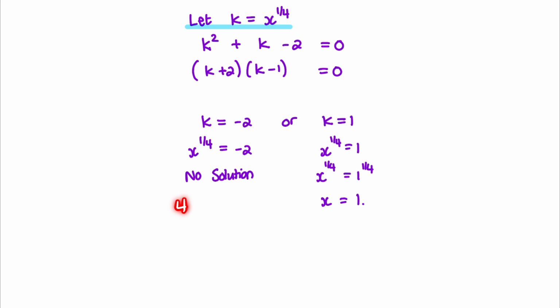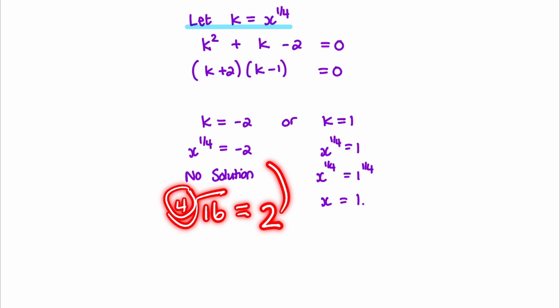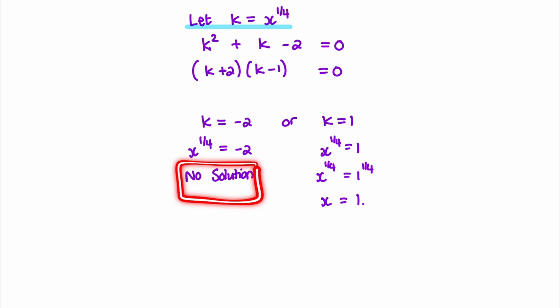But if I take the root of 16 to the power of 4, then I'll simply get 2. And that answer is not -2. So this equation has no solution. An easy way to remember that is if your denominator is an even number, then your answer or value on the right-hand side cannot be negative.